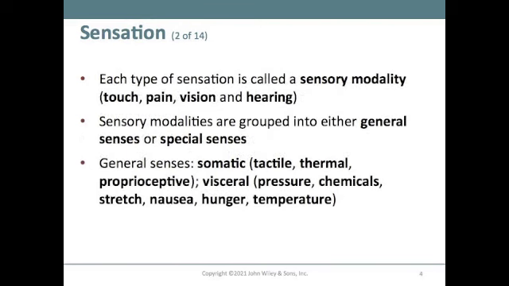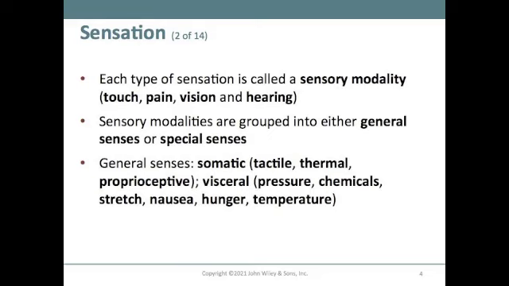In this next slide, we're going to talk about sensory modalities. Each unique type of sensation, such as touch, pain, vision, or hearing, is called a sensory modality. A given sensory neuron carries information for only one sensory modality. Neurons relaying nerve impulses for touch to the primary somatosensory cortex of the cerebrum do not transmit nerve impulses for pain. Likewise, nerve impulses from the eyes are perceived as sight, and those from the ears are perceived as sounds.